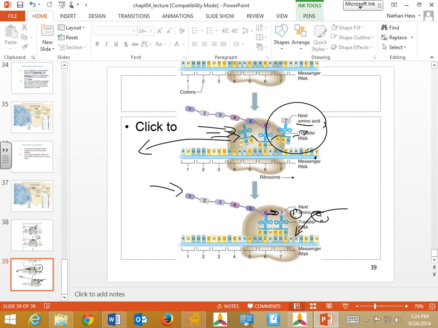They're coming in from the right, bringing these amino acids in this picture. From the view that we're at here, yeah.